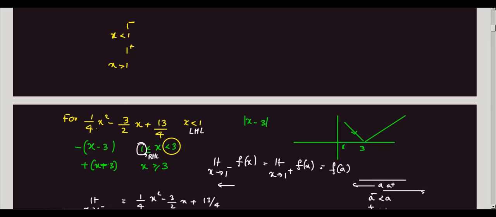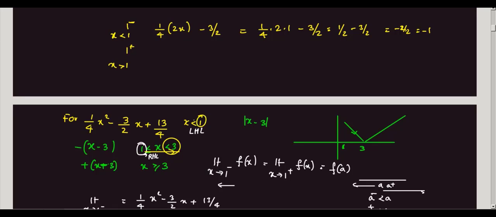So, 1 minus வருது, this function வருது. So, 1 by 4 into 2x minus 3 by 2. Substitute பண்ணுங்க, limit extends to 1. 1 by 4 into 2 into 1 minus 3 by 2. Half minus 3 by 2, that equal to minus 1 by 2 by 2, that equal to minus 1. 1 plus x greater than 1 means இது வருது. 1 minus means less than 1. So, minus of x minus 3 differentiate பண்ணுங்க, minus 1 வருது.